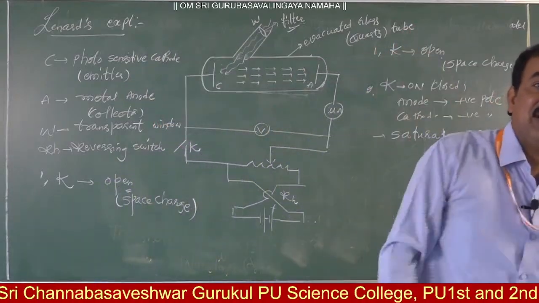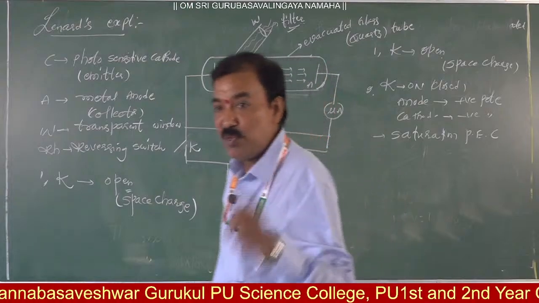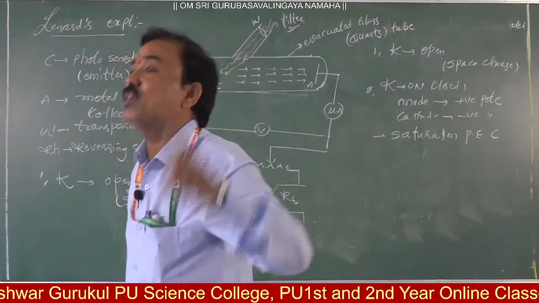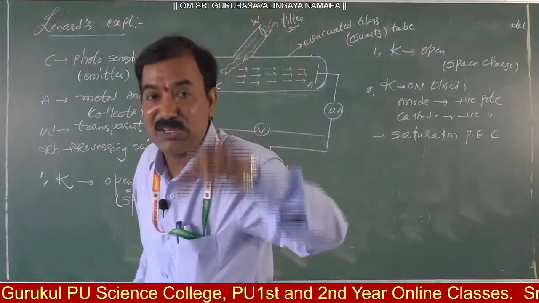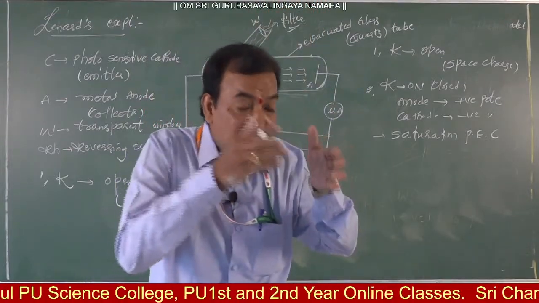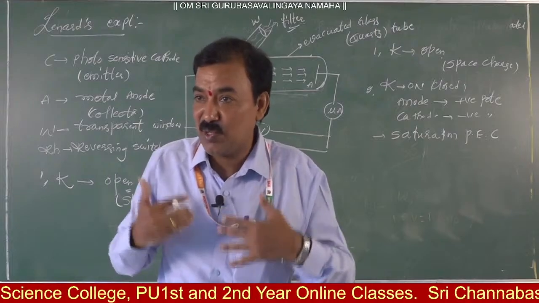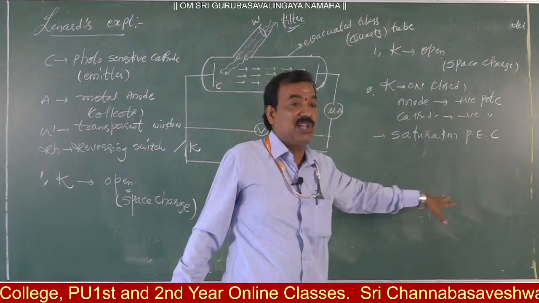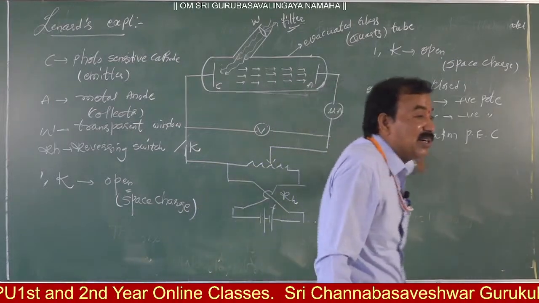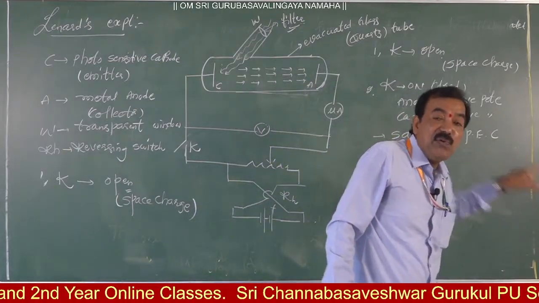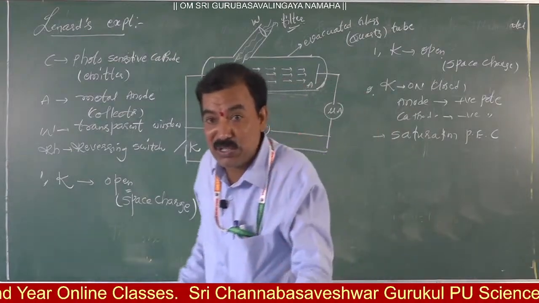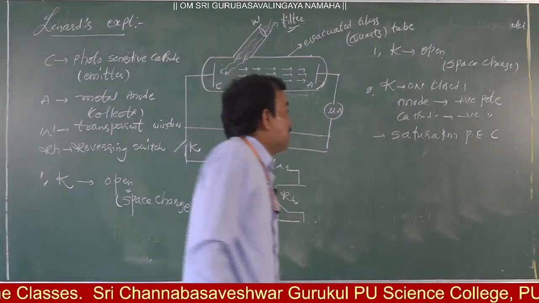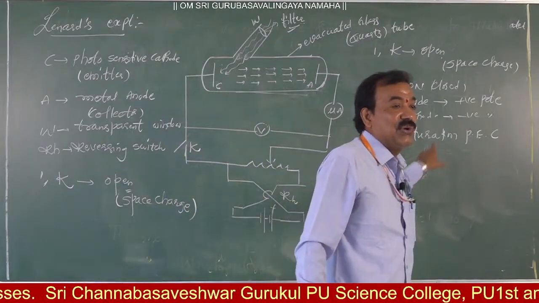Again the potential is increased. What happens? The movement of the electrons increases, so the photoelectric current also increases. It reaches the maximum. Again the anode potential is increased, but the photoelectric current remains constant even though the anode potential increases. This type of current is nothing but the saturation photoelectric current.